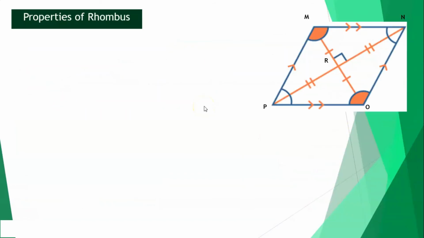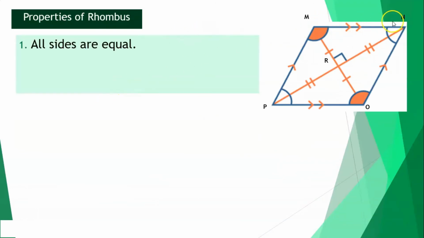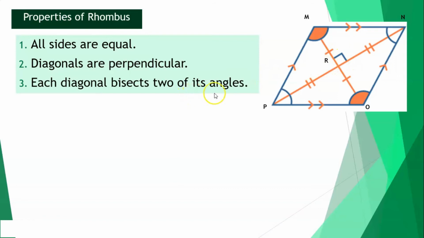Okay, another. Now, for a rhombus, all sides are equal. It is a parallelogram with equal sides. That's a rhombus. Another: diagonals are perpendicular. When you see perpendicular, at this point it is forming a 90-degree angle. And each diagonal bisects two of its angles. So this angle here is bisected. Take note, this only applies to a rhombus. The bisecting of angles does not apply in a rectangle.